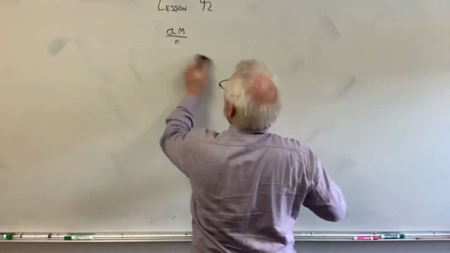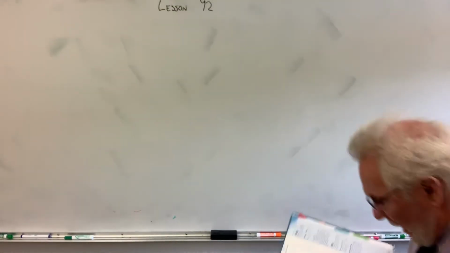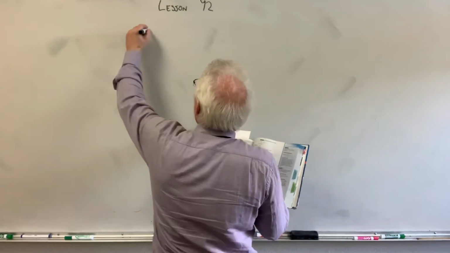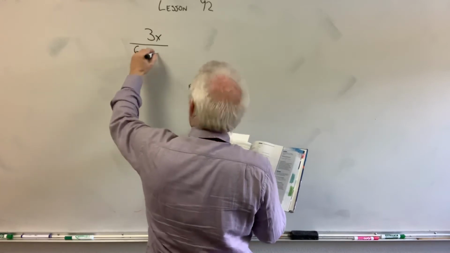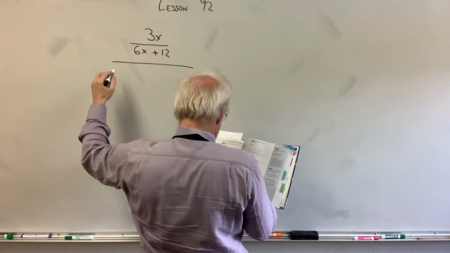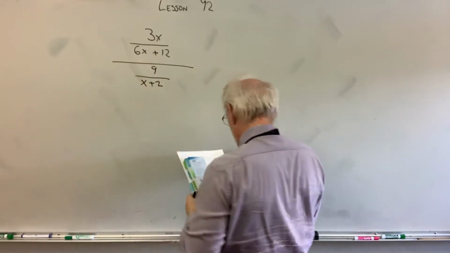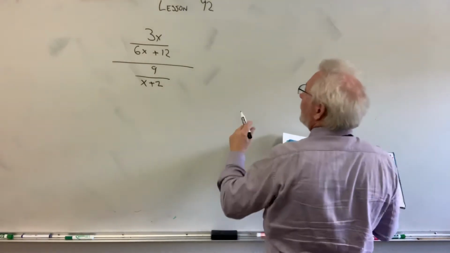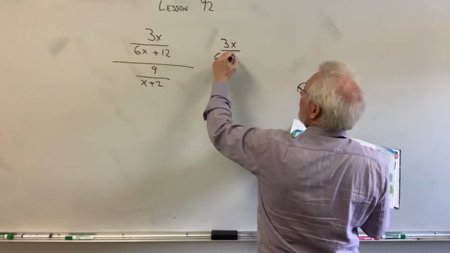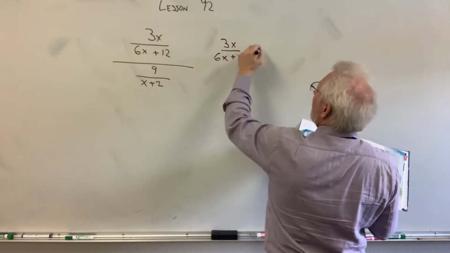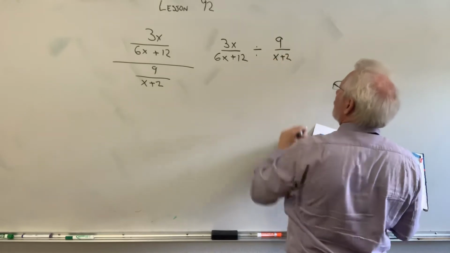Let's go to example number 3 here in the book. This is on the bottom of page 610. Okay, 3x over 6x plus 12, all of this over 9 over x plus 2. Now, once again, we just write it out as a division problem. 3x over 6x plus 12 divided by 9 over x plus 2.